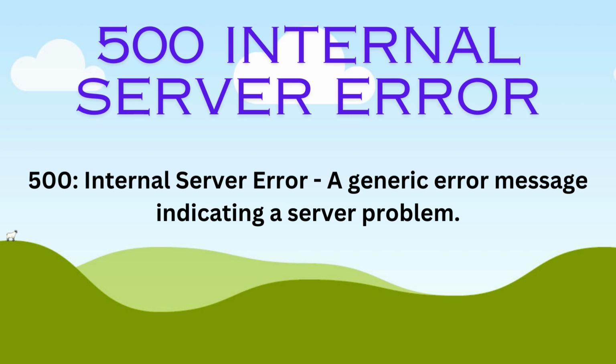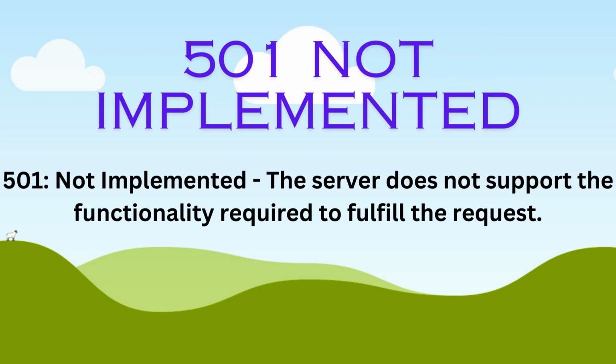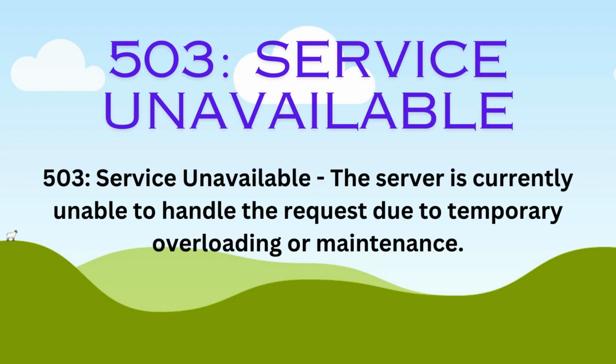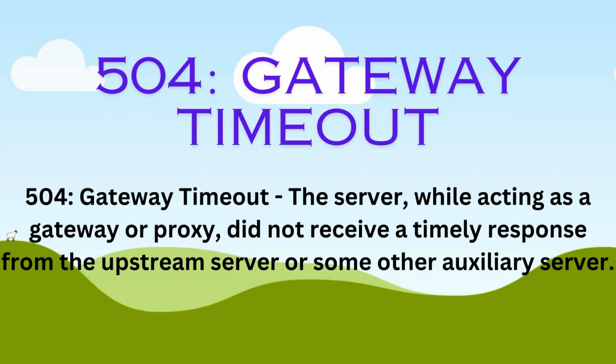The 501 status code communicates that the server does not support the functionality required to fulfill the request. 502, a bad gateway, signifies that the server, while acting as a gateway or proxy, received an invalid response from an upstream server. 503 indicates service unavailable, suggesting that the server is currently unable to handle the request due to temporary overloading or maintenance. Finally, 504, a gateway timeout, means the server, acting as a gateway or proxy, did not receive a timely response from the upstream server or some other auxiliary server.